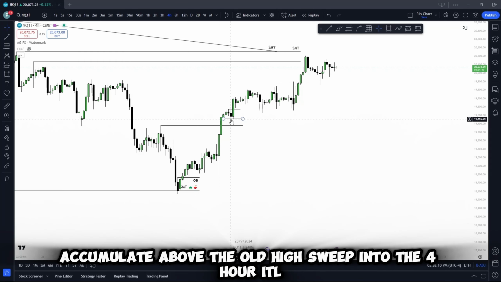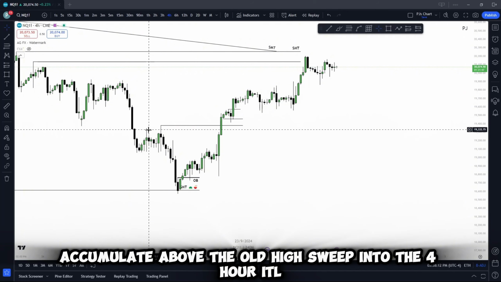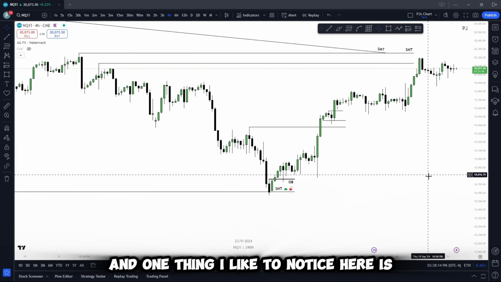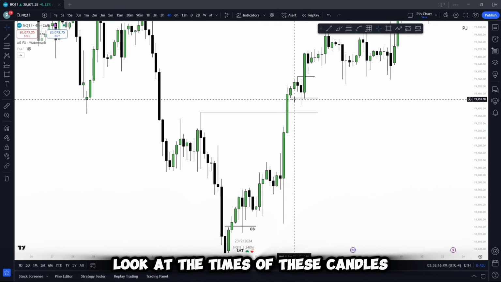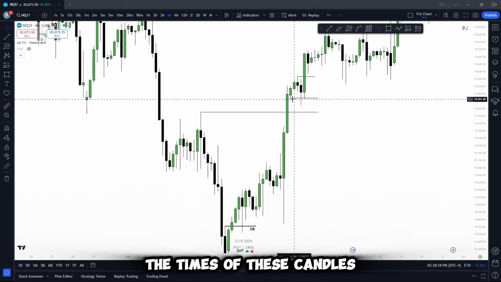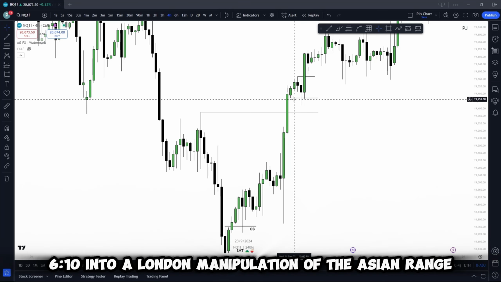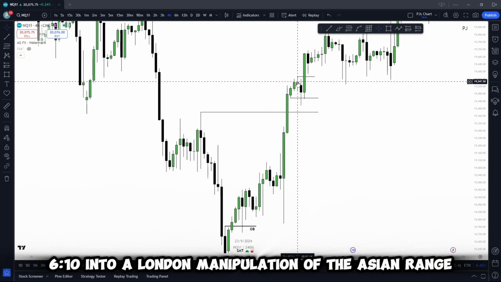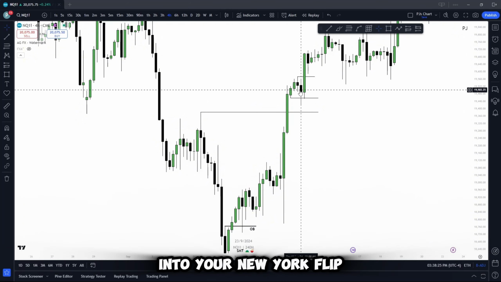accumulate above the old high, sweep into the 4-hour ITL. And one thing I like to notice here is look at the times of these candles. The times of these candles. 6:10 into a London manipulation of the Asian range into your New York flip.